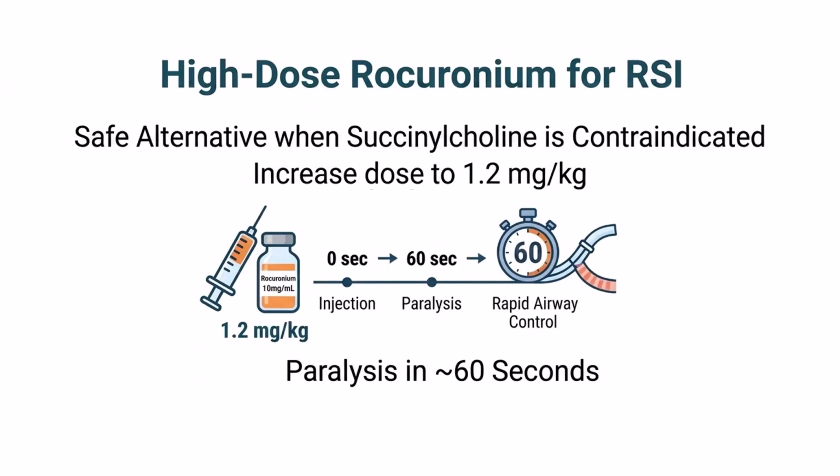However, when rapid sequence induction is required and succinylcholine is contraindicated, the dose of rocuronium can be increased to 1.2 mg per kilogram. At this higher dose, rocuronium produces adequate neuromuscular blockade within approximately 60 seconds, providing rapid airway control and making it an effective alternative to succinylcholine for emergency tracheal intubation.